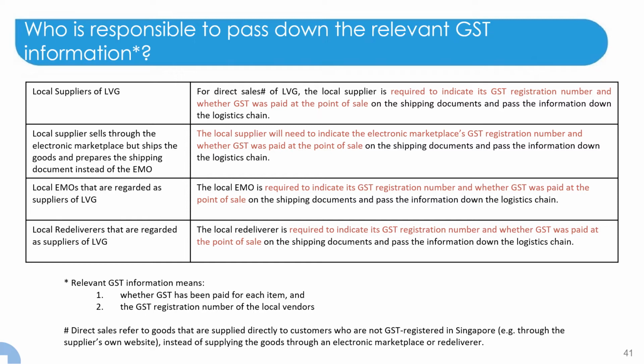For local EMOs that are regarded as the suppliers of LPG, the local EMO is required to indicate its GST registration number and whether GST was paid at the point of sale on the shipping documents and pass the information down the logistics chain. For local redeliverers that are regarded as a supplier of LPG, the local redeliverer is required to indicate its GST registration number and whether GST was paid at the point of sale on the shipping documents and pass the information down the logistics chain.